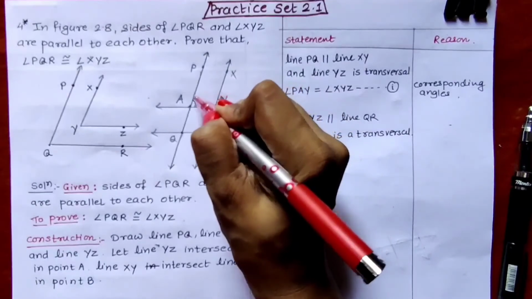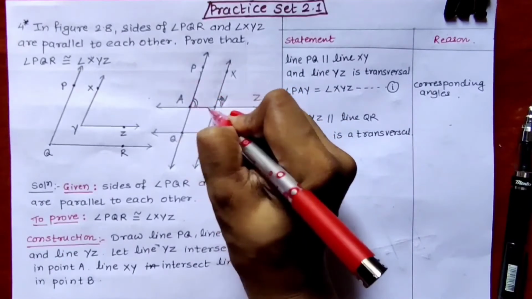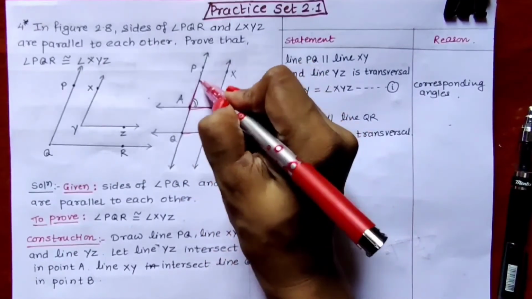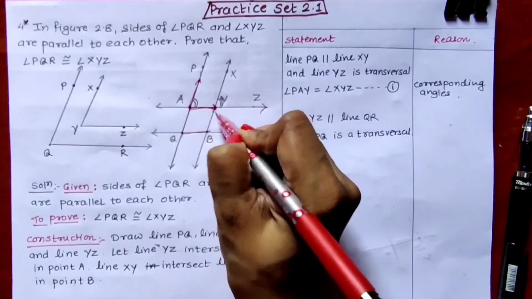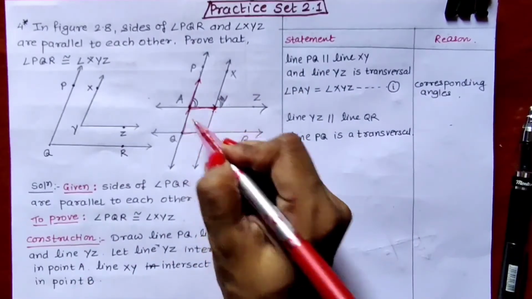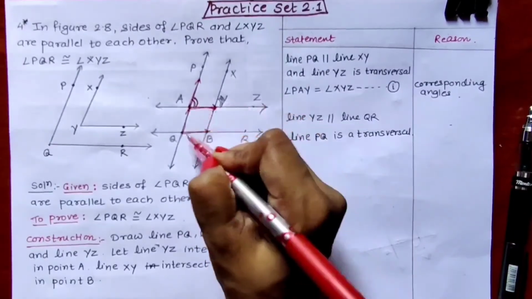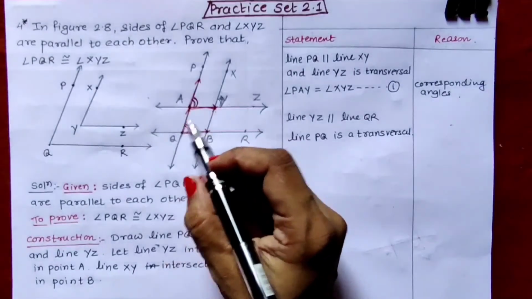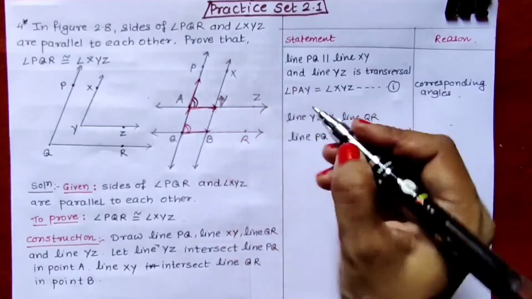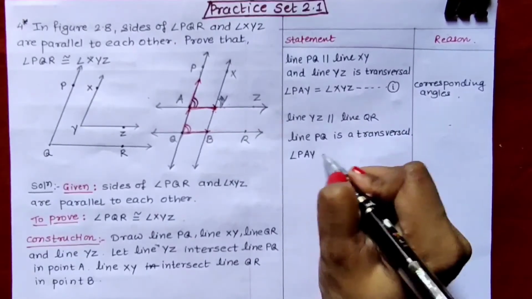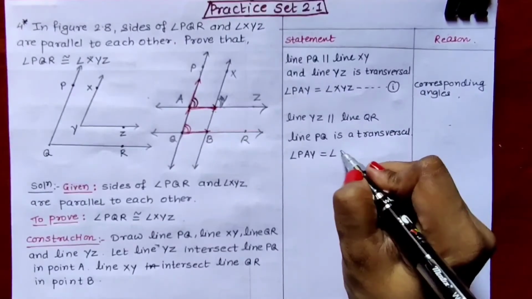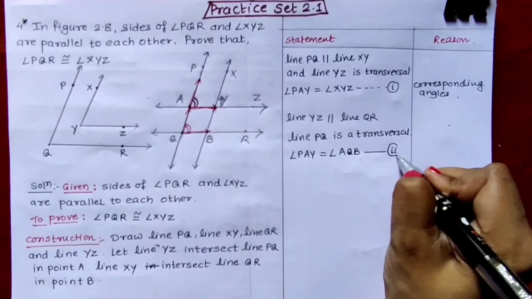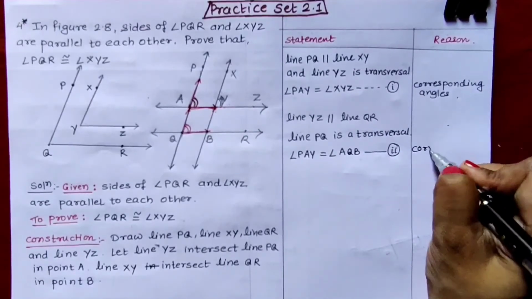So now observe these two angles. Angle PAY, this angle, and angle AQB. One arm in the upward direction, other arm is in the right hand side. One arm in the upward direction, other arm in the right hand side. So these two angles are corresponding angles again. I am showing by using my red pen, so it will be understood by you all. So angle PAY is equal to angle AQB. This will be my second statement, second equation. Again, they are corresponding angles.